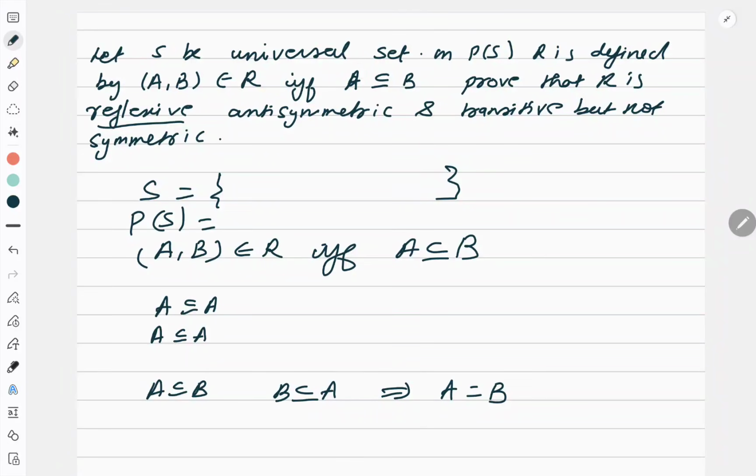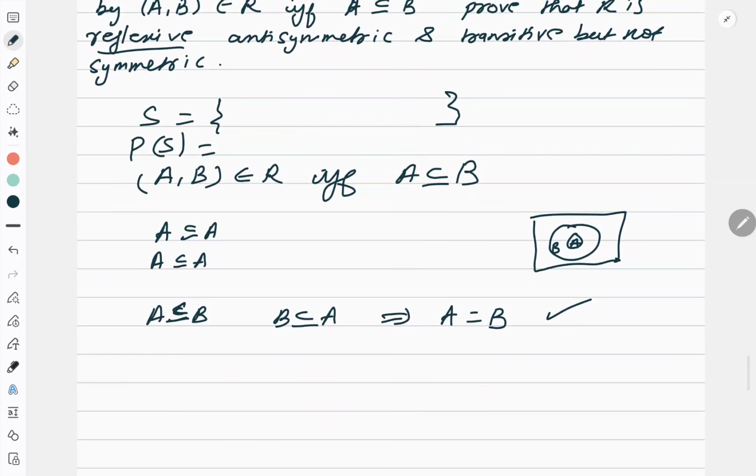Okay, and symmetric is not possible, because there may be sets for which A is contained in B. You can draw the Venn diagram and understand that if A is inside B, it doesn't mean B is inside A. This is possible only if they are equal. So they can be antisymmetric, but they cannot be symmetric at all.